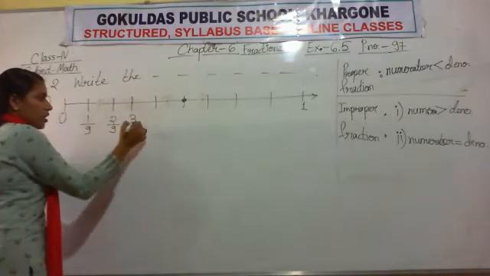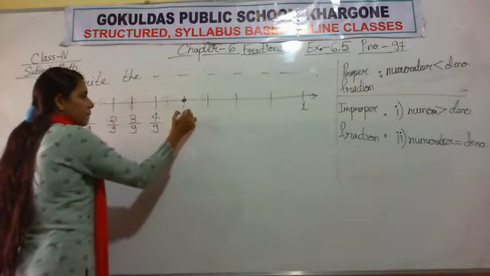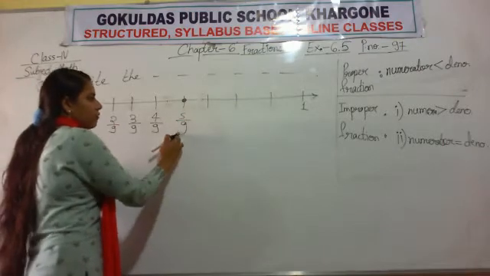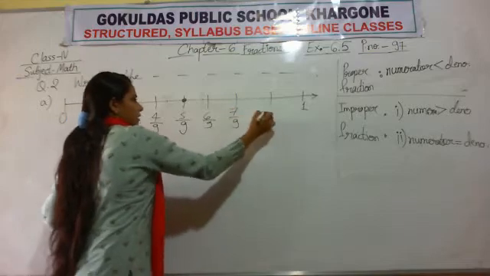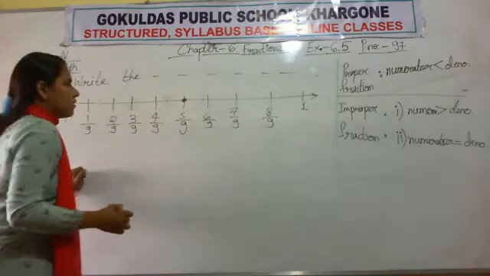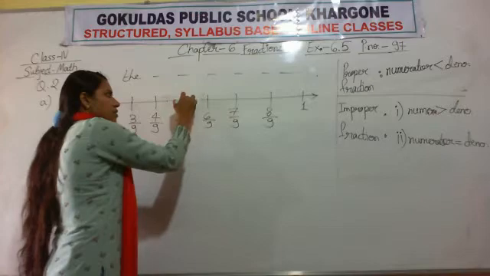The next one is 3 upon 9. The next one, 4 upon 9. This point represents 5 upon 9. Then 6 upon 9, 7 upon 9, 8 upon 9. So this point is representing what?